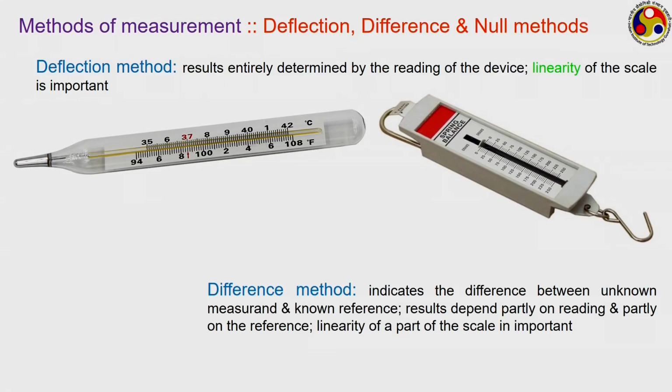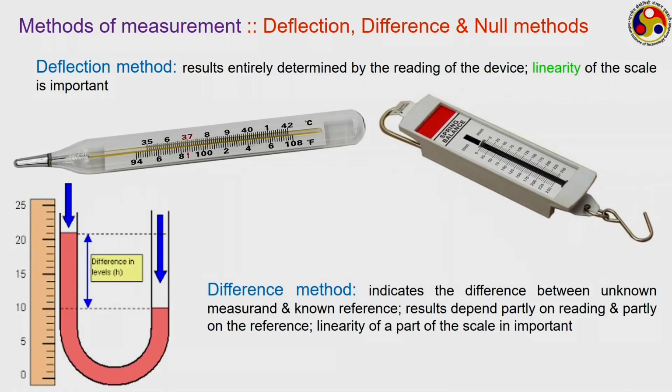Difference method indicates the difference between the unknown measurement and a known reference. There is a known reference and there will be some kind of difference between the known reference and the measurement. So, the result will depend partly on the reading and partly on the choice of your reference. Like the manometer, we have already seen one example earlier. Here we have a known pressure which is acting as a reference, and now here we are getting this much deflection, which is this H. H represents the deflection, and then we have the reference here. Combination of these two is going to give you the final pressure which is acting at this particular point, or vice versa. If you take this one as reference, then we are going to get the reading at this particular point. So, here also the linearity of the scale is important.